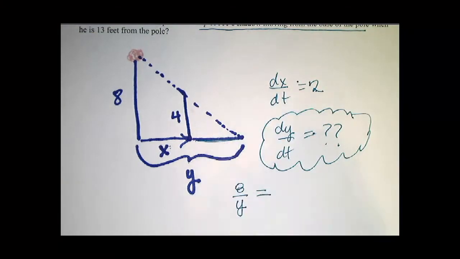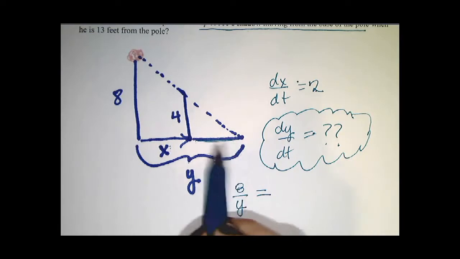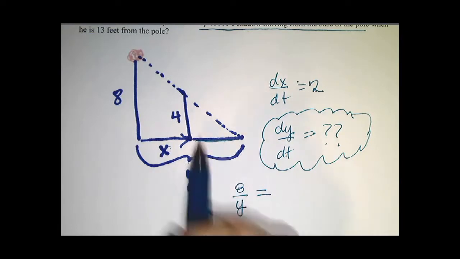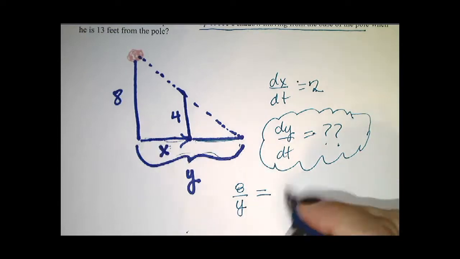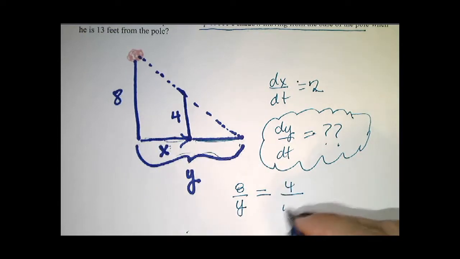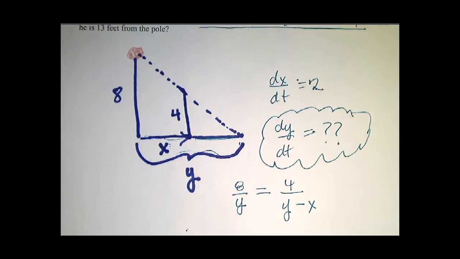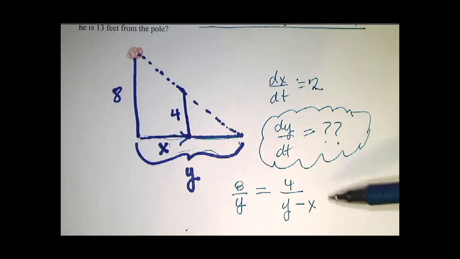And you have to be careful here. How do we talk about this distance in terms of our x and y? Well, it's actually y take away x. So 8 is to y as 4 is to y minus x. Okay, so the hardest part is done. We have identified all of our pieces, and we have found a relationship between what we know and what we're looking for.